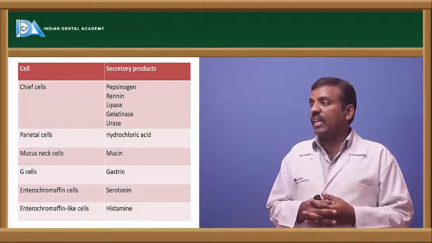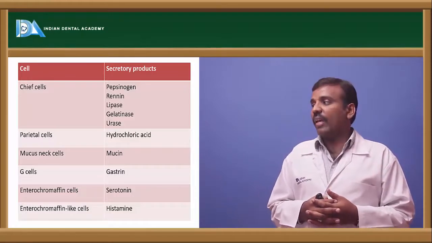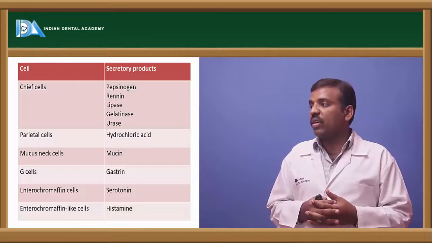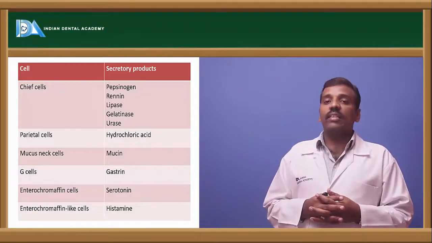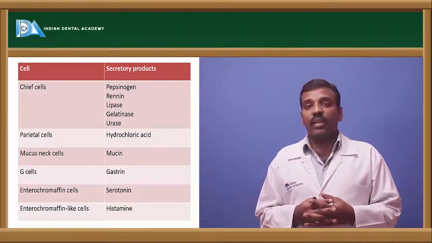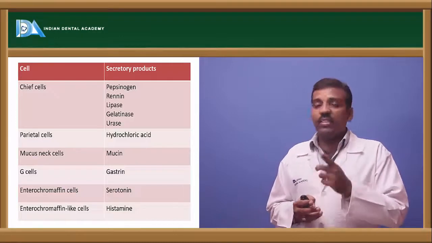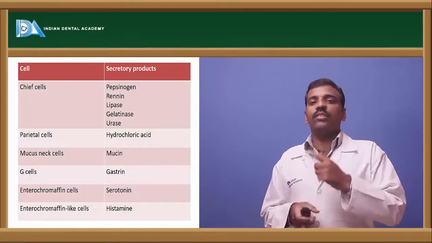And next one is enterochromaffin cells, which secrete serotonin. And next are ECL-like cells, which secrete histamine. Enterochromaffin cells, serotonin; ECL-like cells, histamine.